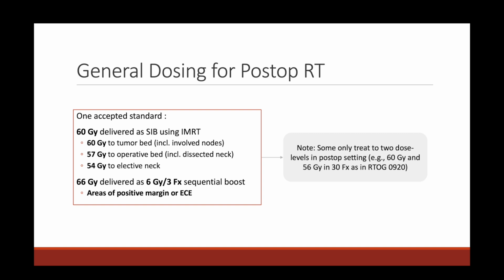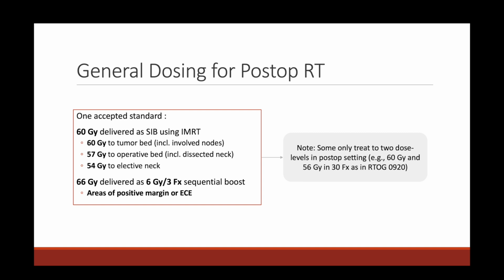And if patients have a positive margin or extracapsular extension, so basically microscopic disease that we know has been left behind, then we add an additional 6 gray in 3 fractions sequentially for a total of 66 gray in 33 fractions.